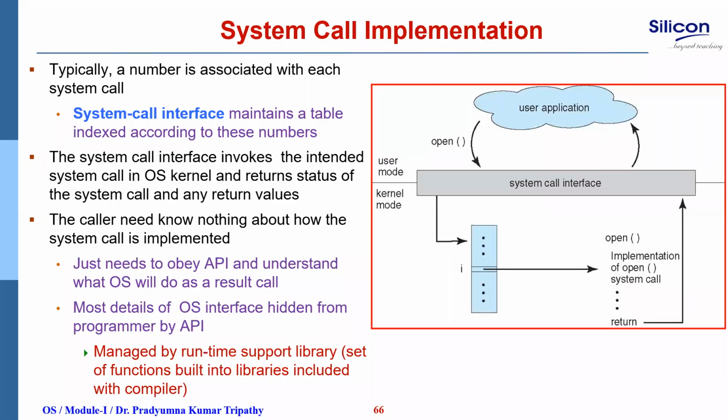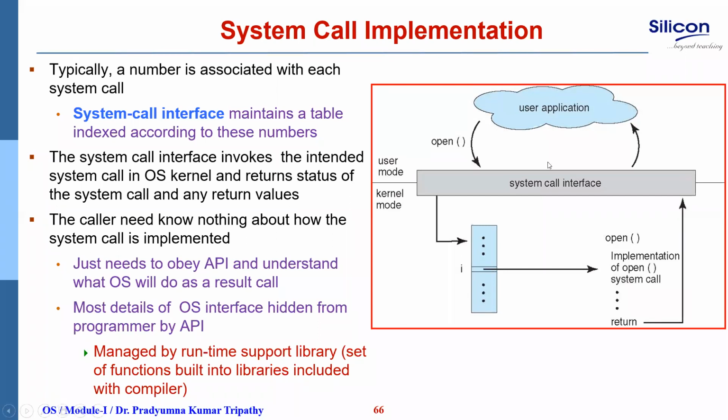So the details of the operating system interface are hidden from the programmer by the API. How it is implemented is hidden from the user, because it is going through the API only, right? Then there is the runtime support library. The runtime support library is the set of functions built into libraries included with the compiler. Some of these are included in the compiler itself. So we can just invoke it through the API. I can go through the system call and we can get over here.